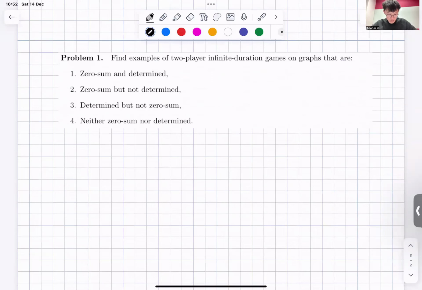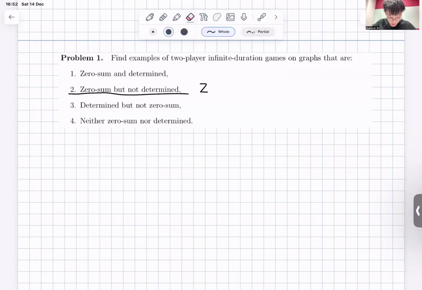Okay, so now move on to the week 12 problem set. For this problem, we have part 2. It is out of syllabus. You can think of it on your own: how do we get a zero sum but not determined game? But I will not cover it here.